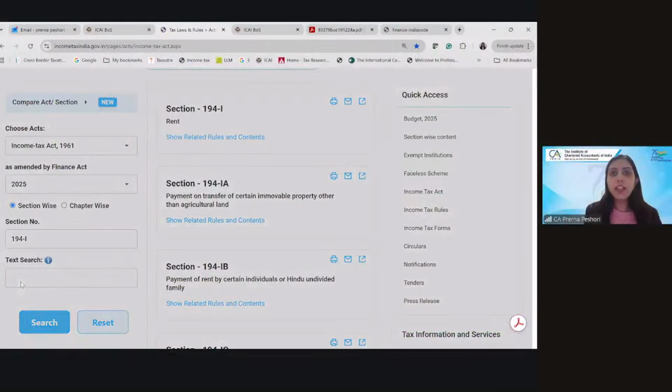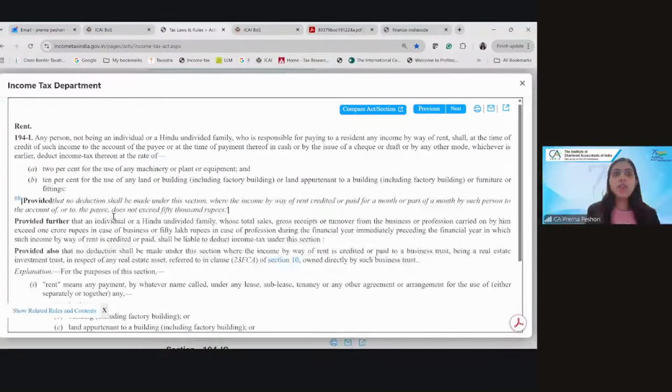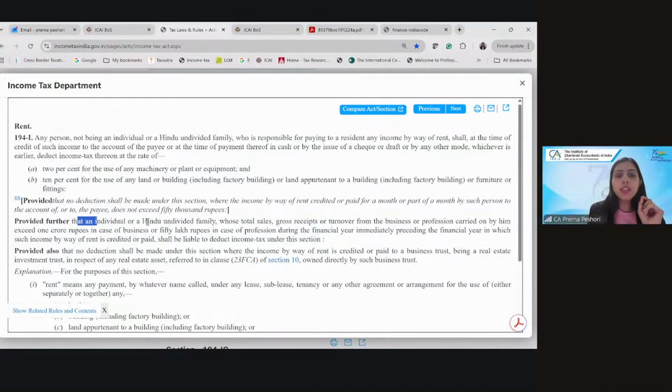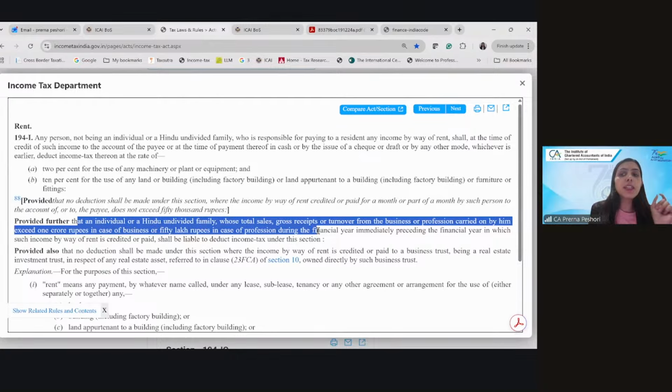Students, which is 194I, TDS on rent. Okay. So what does it say? Any person not being an individual or HUF. For individual or HUF, again, the same conditions apply, which is that an individual or HUF whose total sales, gross receipts or turnover exceeds 1 crore in the case of business or 50 lakh in the case of profession during the preceding financial year. Right?